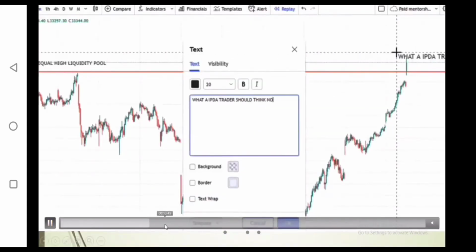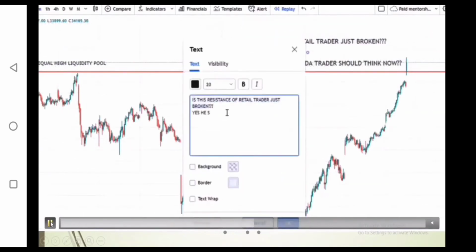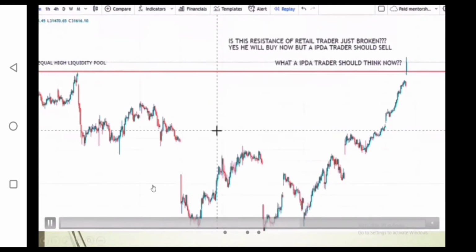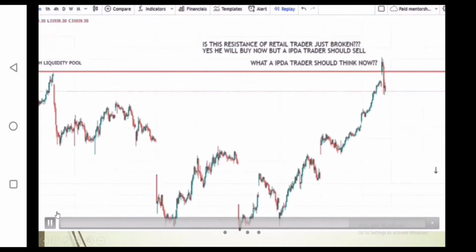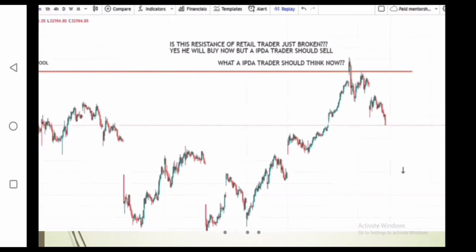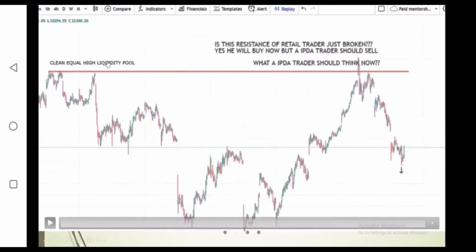Now this is my fake breakout after the double top, and what happened here is that retail traders see this as a bullish breakout and start buying. After that the market just goes down and down.